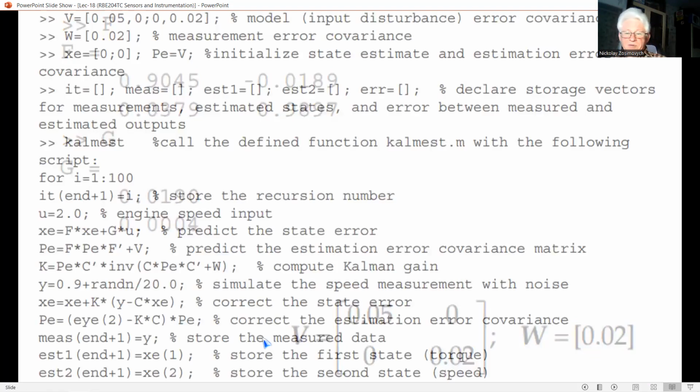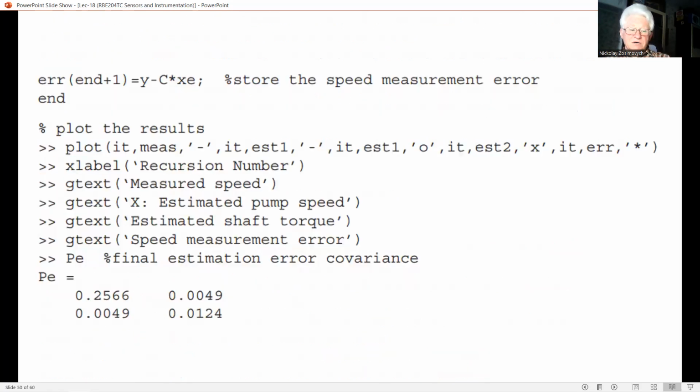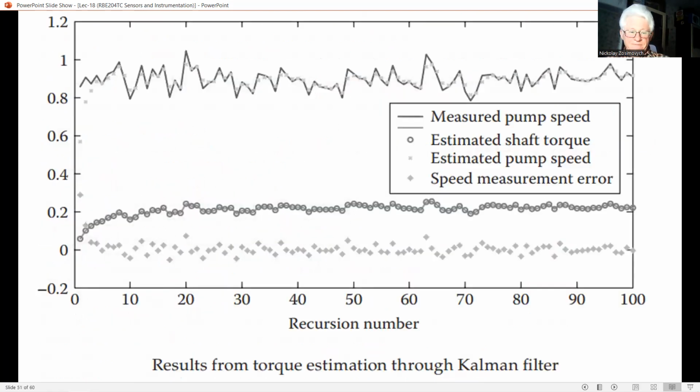We use the following MATLAB program to estimate the shaft torque and also the pump speed, using the measured pump speed with random noise. The estimated pump speed is taken as the correct value, unlike the measured value, which has noise. The error is the difference in the two quantities. In this slide, you can see the code continues. The results are shown in this figure.